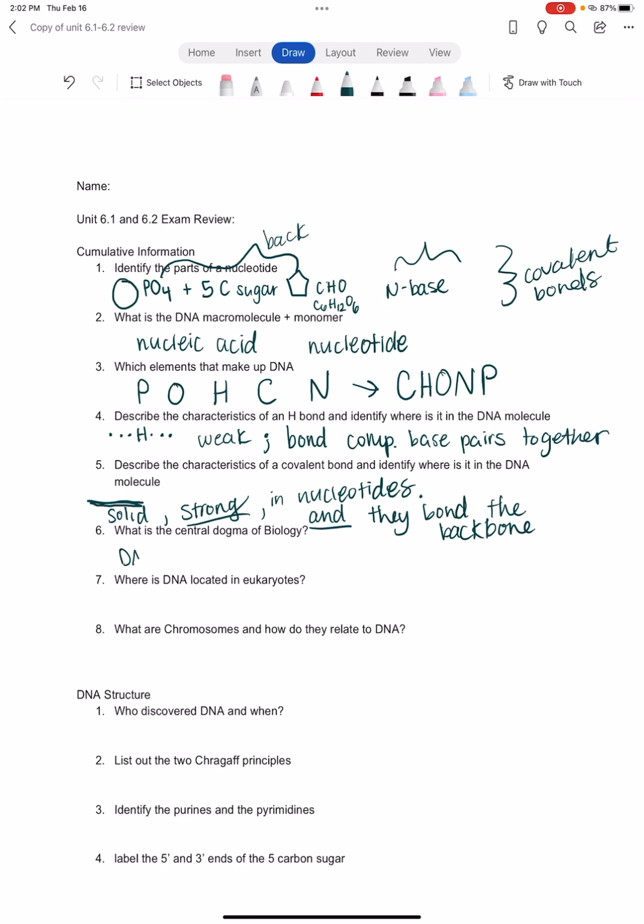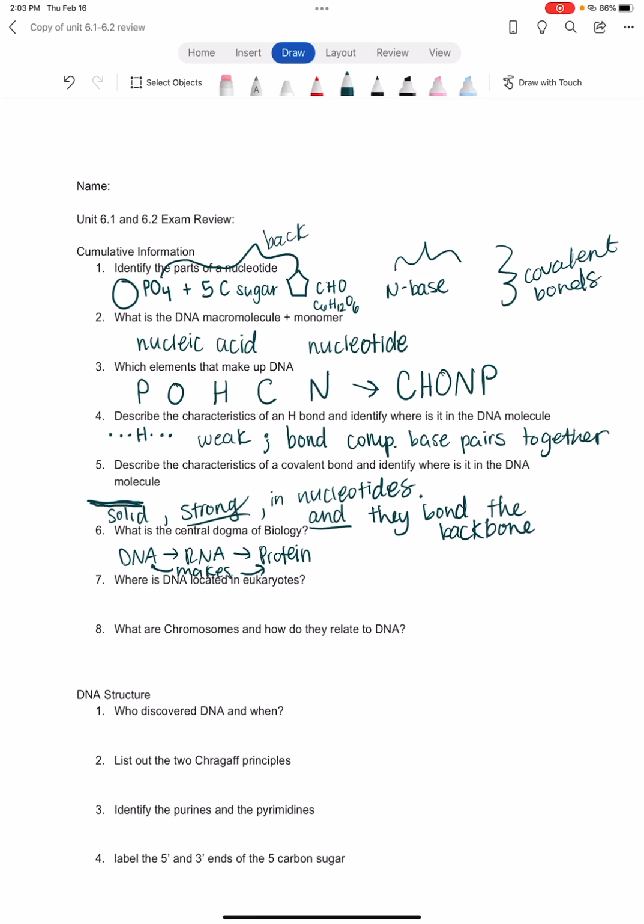What is the central dogma of biology? So we go DNA to RNA to protein. So essentially what we're saying is that DNA makes proteins. So this is indirectly because RNA is part of it, but we have that nucleic acid to protein.